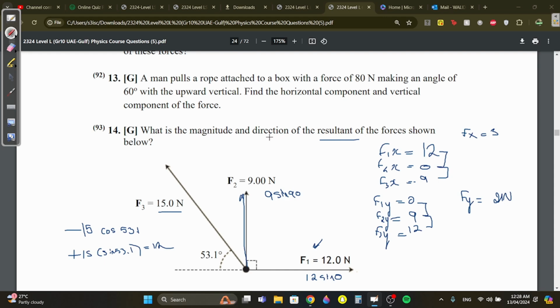They want the magnitude of the resultant. So you have to do the square root of Fx squared plus Fy squared. So 3 squared plus 21 squared. And you get the square root of 3 squared plus 21 squared. Hold up. 21.2, and I got 21.2.